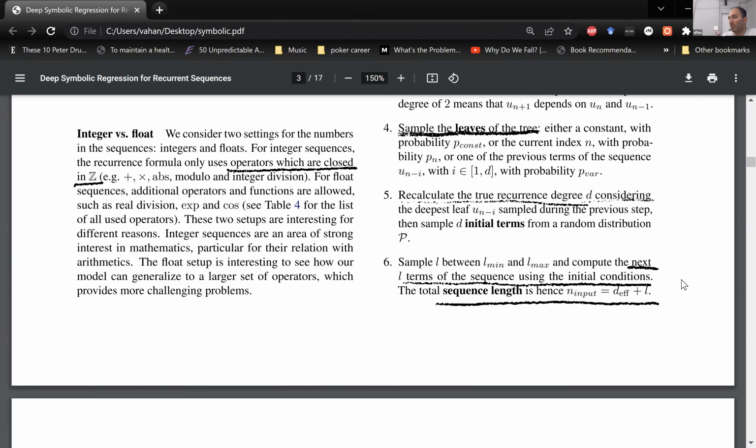They have D effective, which is the recurrent depth, plus L, and L is sampled. That's it in step 6. It's like the Fibonacci sequence, which depends on the previous number and the number before, so you need at least two starting values. But you only know that you need two after you know what your recurrence relation is. I think step 5 is just to get all the starting terms you need, so that you can sample as many as you want, to sample the actual sequence.